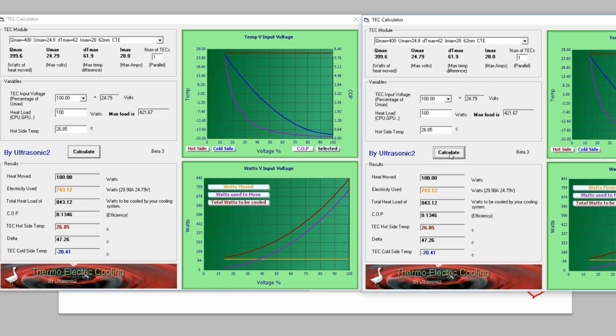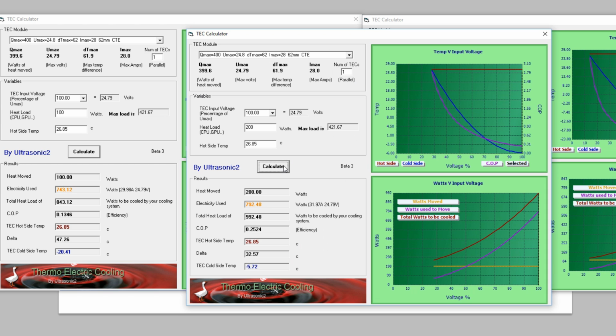Pretty logical. However, you'll find that that is not the same as one TEC moving all of the load. I'll just fire up another one. You'll see that it's actually not the same.